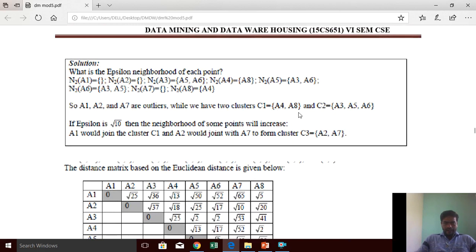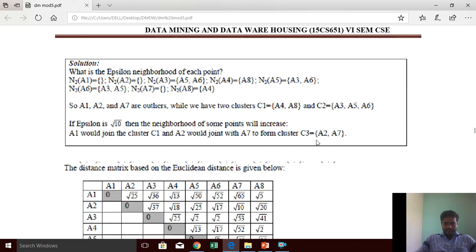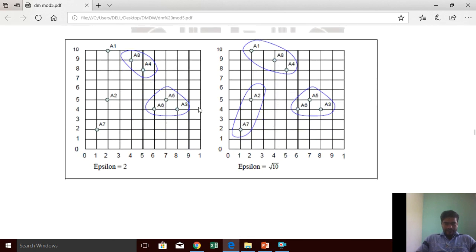Clusters A4 and A8 are in one cluster. What is the value of A4? 5, 8. What is the value of A8? 4, 9. Then A3, A5 and A6 belong to the second cluster. A3's value is 8, 4. A6's value is 6, 4. A5's value is 7, 5. This is the second cluster.